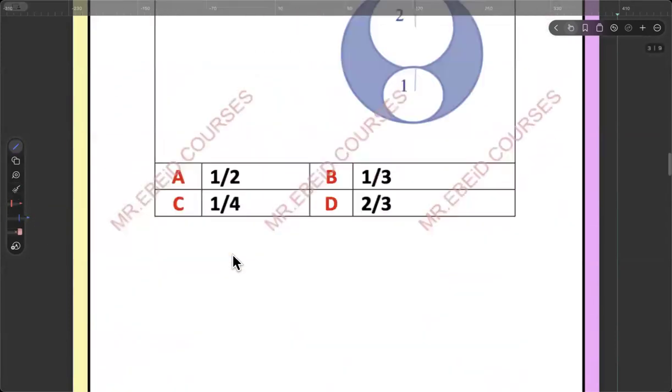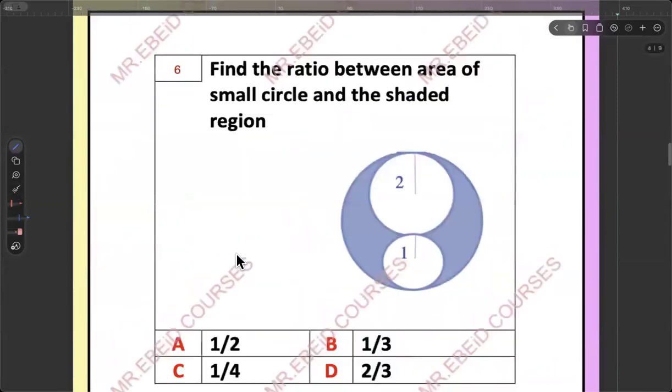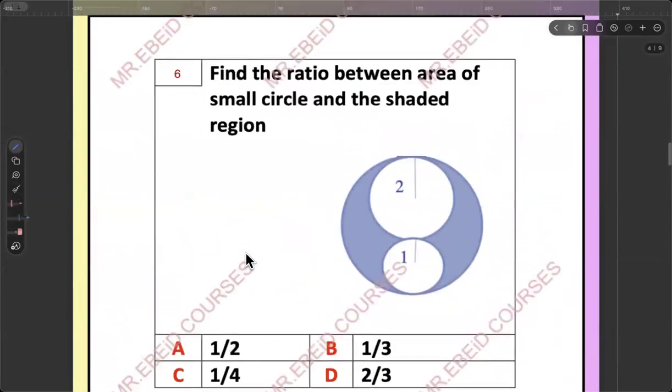Let's move to question 6. Oops, what's wrong? Find the ratio between the area of the small circle and the shaded region.